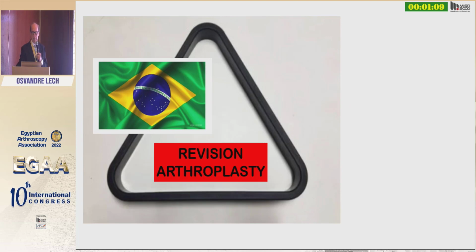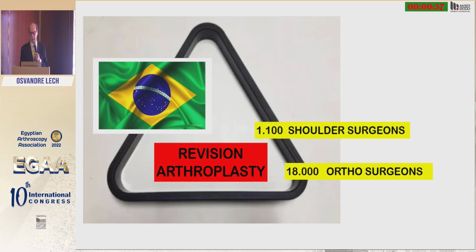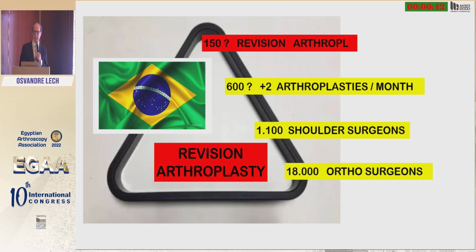And finally, let me tell you about our situation in Brazil. We are 18,000 orthopedic surgeons in the country. Our shoulder society now has 1,100 members. Half of them usually do 2 arthroplasties per month. And probably a third of those, about 150, are well trained to do a revision arthroplasty in a very correct way. So revision arthroplasty is something serious.